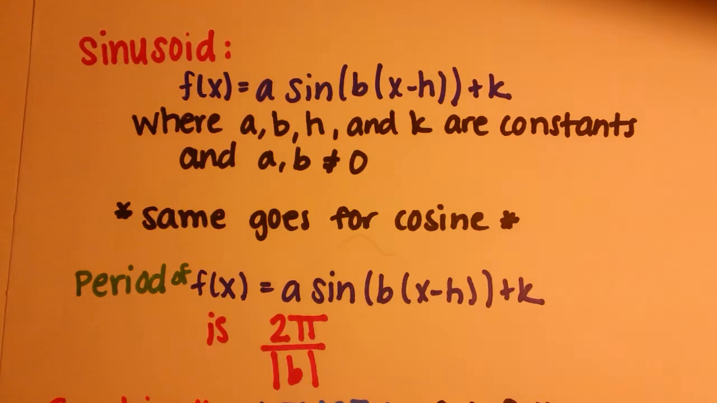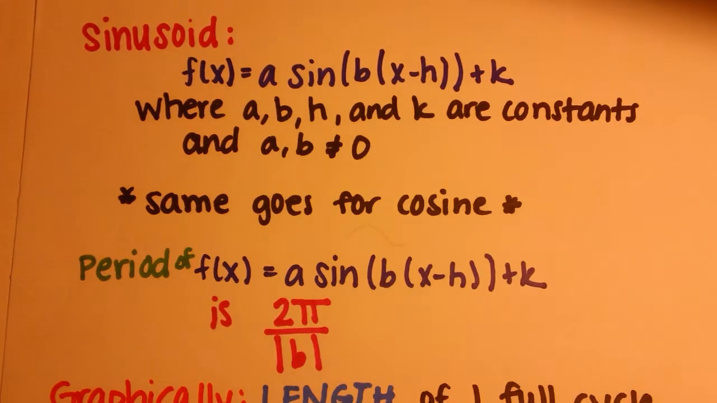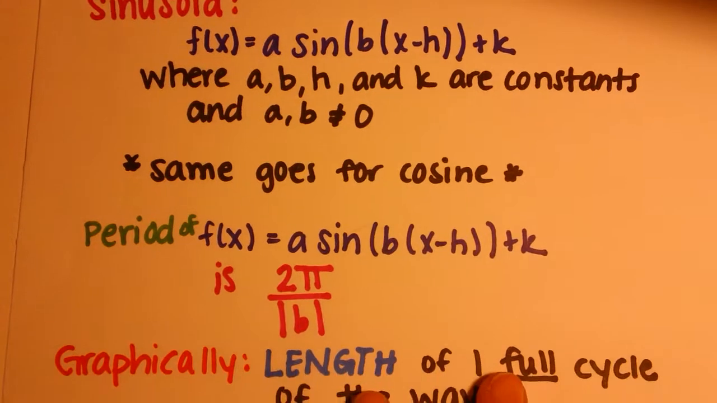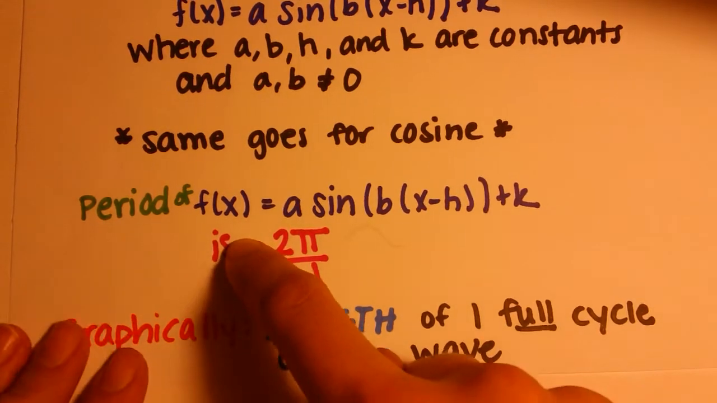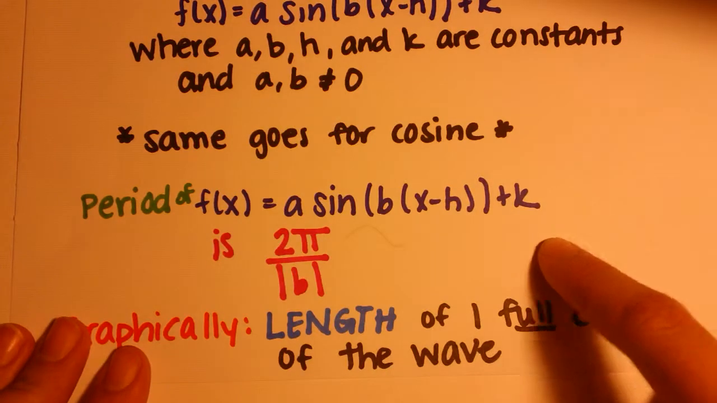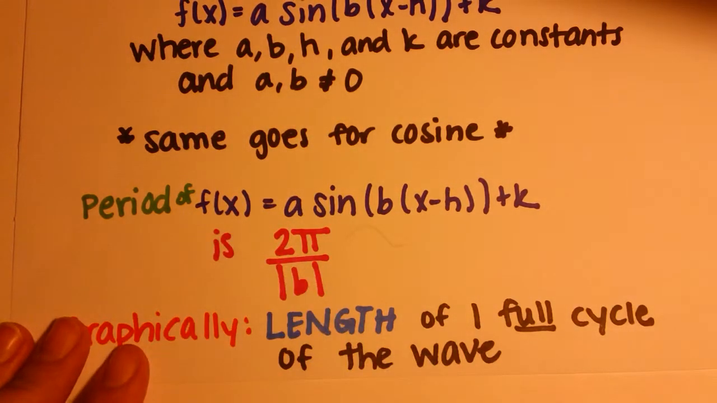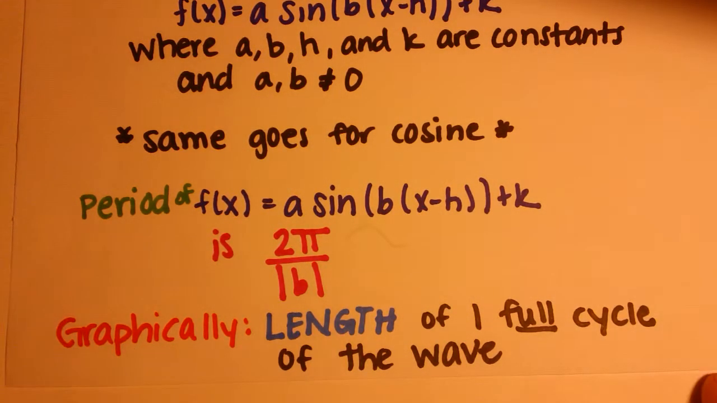Now, the period of a sinusoid is 2 pi over b. Graphically, this looks like the length of one full cycle of the wave. So we think of sine being kind of like this. So that is one full length of the wave. The length of that is going to be our period.